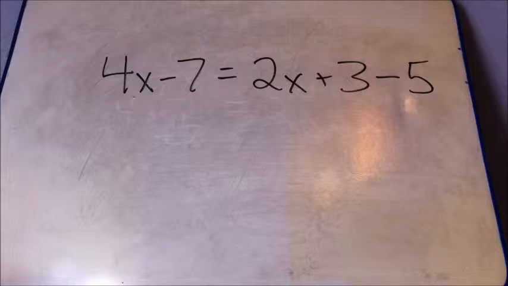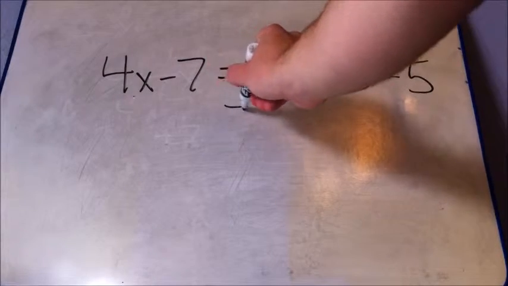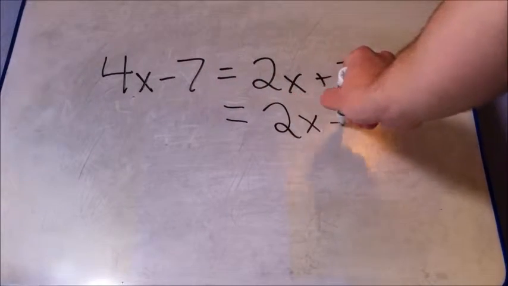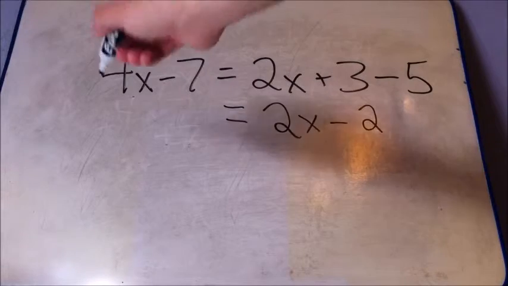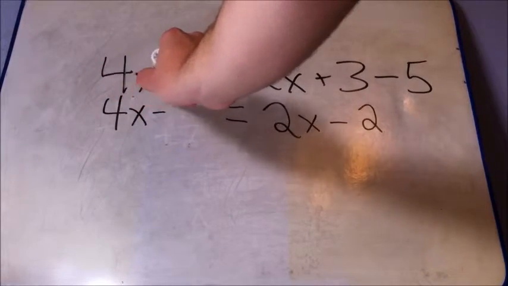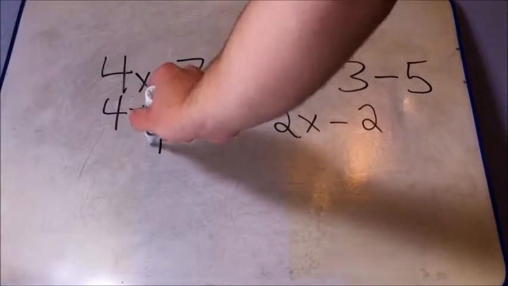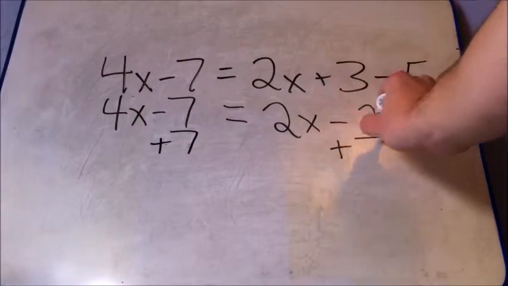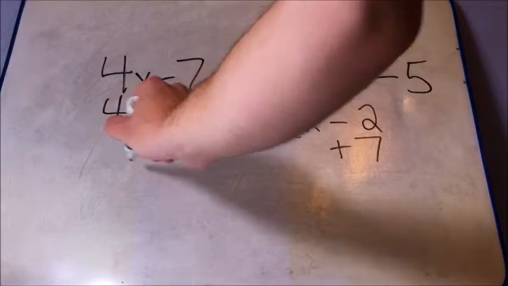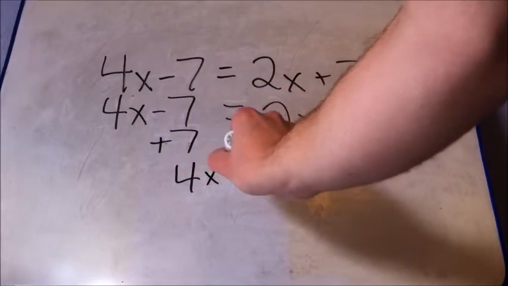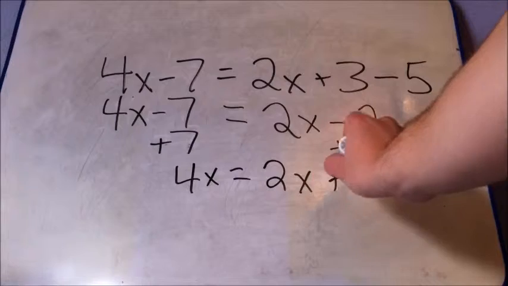Let's now work with an equation that is just a bit more work. 4x minus 7 is equal to 2x plus 3 minus 5. Let's begin on the right side by combining the positive 3 and the negative 5, which then leaves us on the right side with 2x minus 2. And on the left side, 4x minus 7. Let's now add 7 on both sides to get the 4x by itself. Adding 7 on both sides, we then get 4x is equal to 2x plus 5.